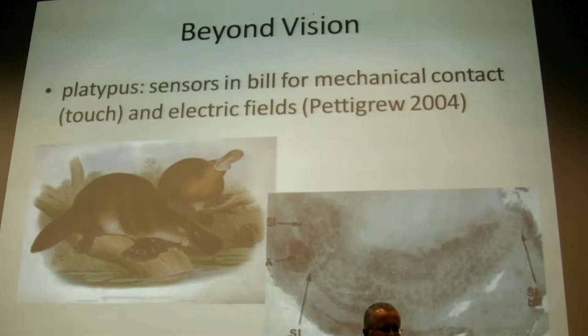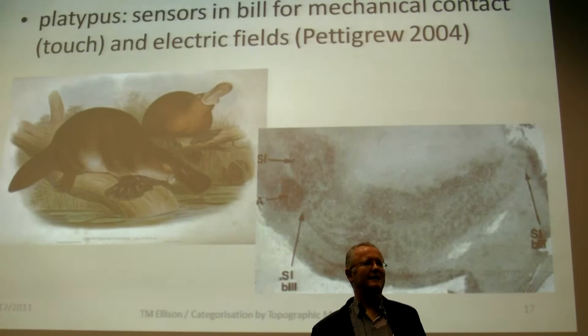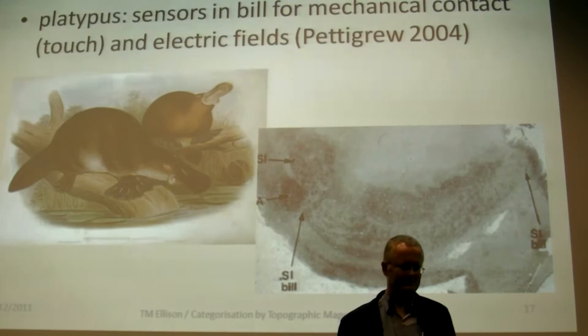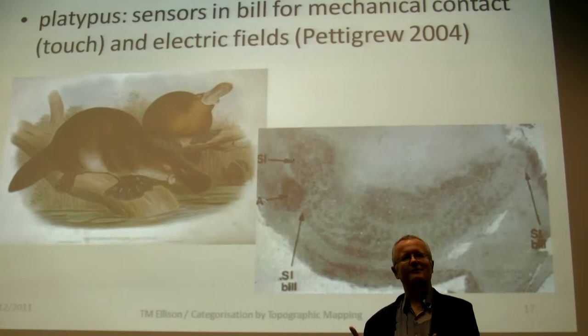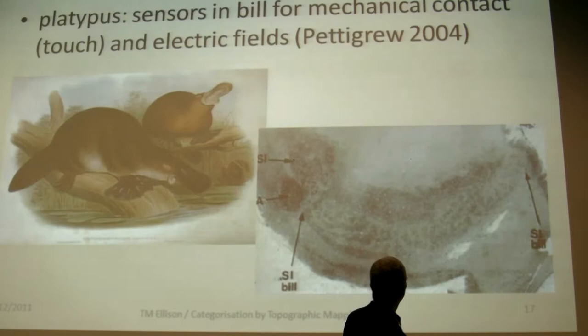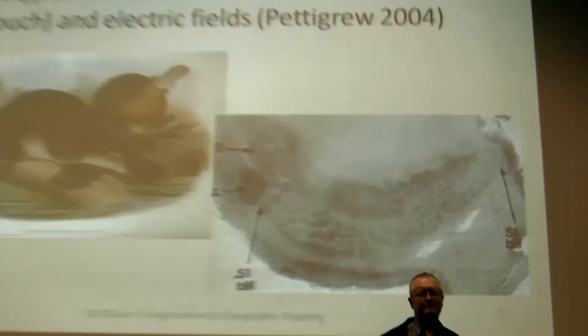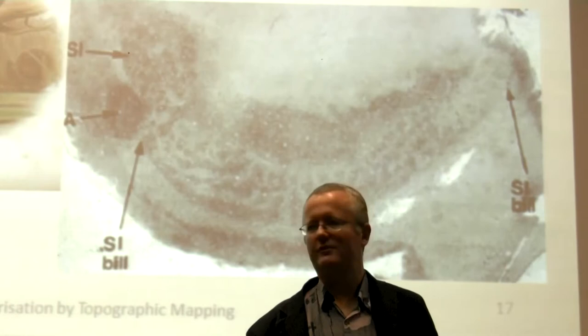On the bill of the platypus, there are mechanical sensors and there are electrical sensors, because, as some of you may know, part of the way to detect possible food is by the electric fields that food gives off, being living, small creatures. What we find there is ocular dominance stripe equivalents, where information coming from mechanical sensations through separate nerves is integrated with information from the electrosensor system. It's fairly faint, but the darker lines in this stain are the inputs from the mechanical sensors, the touch sensors, and the lighter stripes between them are the input from the electrical sensors.